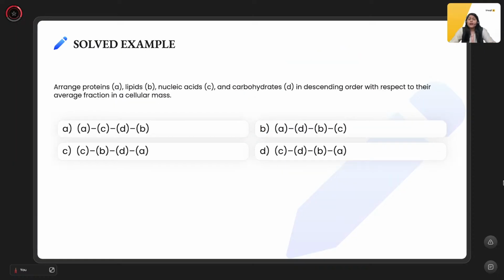Next question. Arrange proteins A, lipids B, nucleic acid C, and carbohydrates D in descending order with respect to their average fraction in a cellular mass. In Biomolecules there is this table which tells you the average fraction of cellular mass of various biomolecules. To remember that, you should remember this WPNCl. W is for water. Water constitutes 70 to 80% of cellular mass. Next come proteins, which constitute 10 to 15% of cellular mass. Next are nucleic acids, which constitute 5 to 7%. Then carbohydrates, which constitute 3%. Then lipids, which constitute 2%. And then you have ions.